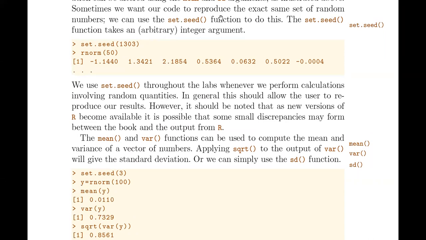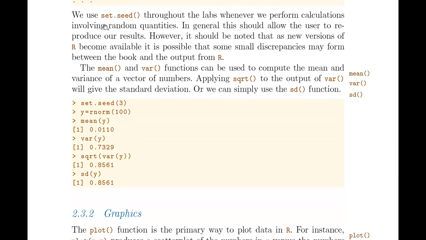Sometimes we want our code to reproduce the exact same set of random numbers. We can use the set seed function to do this. Give it an arbitrary integer argument. This number, there is no interpretation of that number. Well, I could maybe say there is, but really just think of it as an arbitrary integer. We use set seed throughout the labs whenever we perform calculations involving random quantities. In general, this should allow the user to reproduce our results with a caveat. It depends on the version of R.